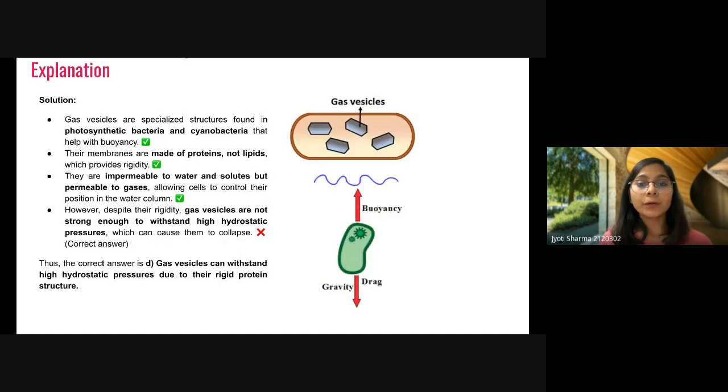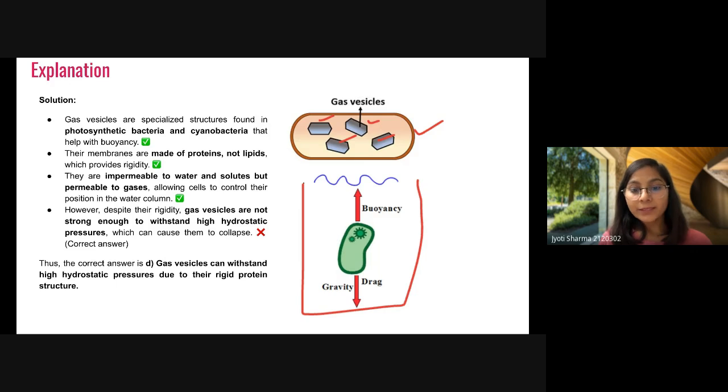So let me show you here. This is our cell, right? And in that cell we have this gas vesicle. So what will happen? And this is, let's say, a river body. Then this gas vesicle will allow the cell to come to the top. So this will give you the buoyancy. This will compete against gravity and the drag force. So that's why this cell will come up and will help with photosynthesis. So this is primarily the work of this vesicle. Okay.